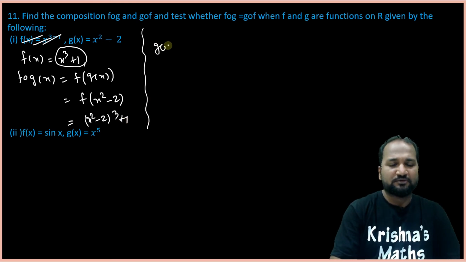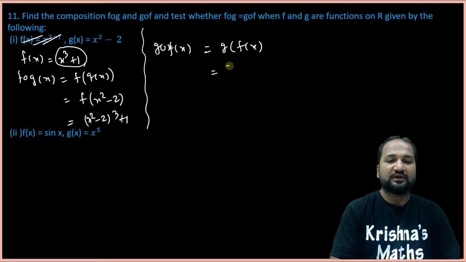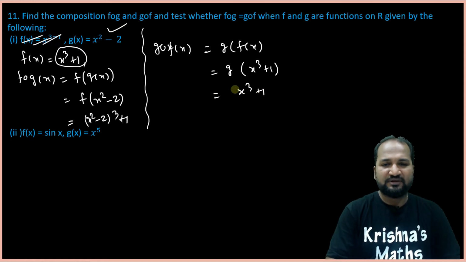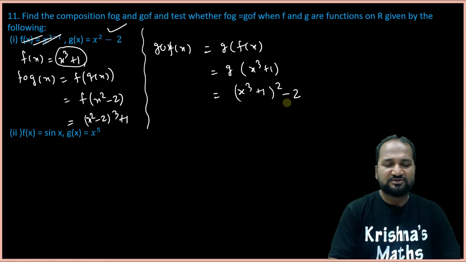Now g of f of x. What is f of x? f of x is equal to x cube plus 1. Now in the g function, x is replaced by x cube plus 1, so we get x cube plus 1 whole square minus 2. This is the first one.